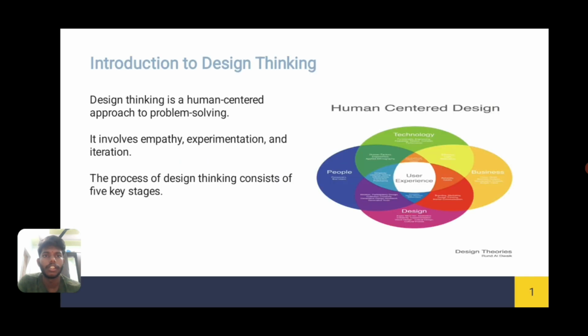This is Varun. Today I am going to discuss the topic: process of design thinking. Introduction to design thinking. Design thinking is a human-centered approach to problem solving. Human-centered design thinking is the diagram which shows the human-centered design diagram. It involves empathy, experimentation and iteration. The process of design thinking consists of 5 key stages.